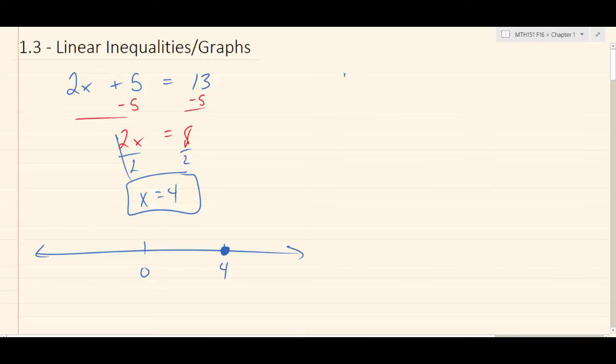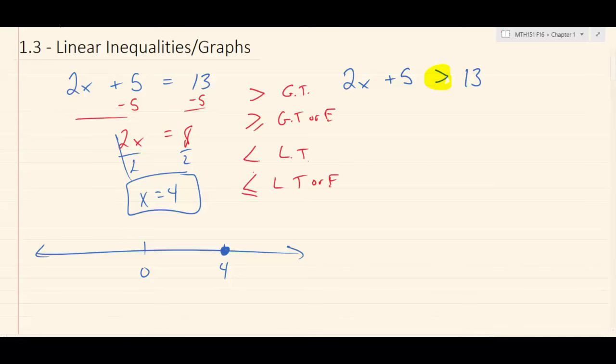Let's change it. 2x plus 5 is greater than 13. This is an inequality. There are 4 types of inequalities: greater than, less than, greater than or equal to, less than or equal to. Let's apply, just like we did to the equation, the addition principle and the multiplication principle to our inequality. So we subtract 5.